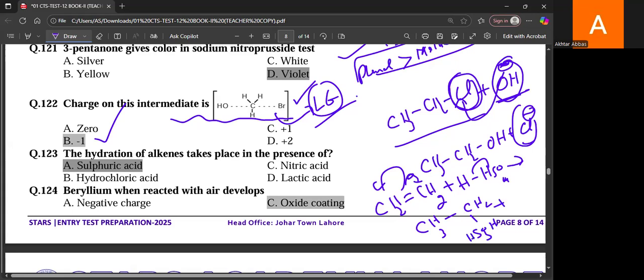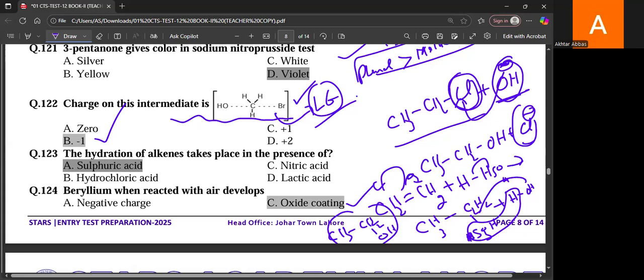Then it reacts with water. It forms H2SO4 again, and this OH is attached on that carbon atom to form CH3CH2OH, and it becomes alcohol. But it does not take place directly when it reacts with water. First of all, it reacts with sulfuric acid, and then hydration will take place. So your best option is alpha.